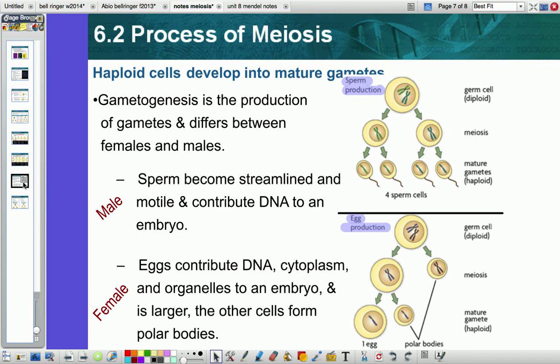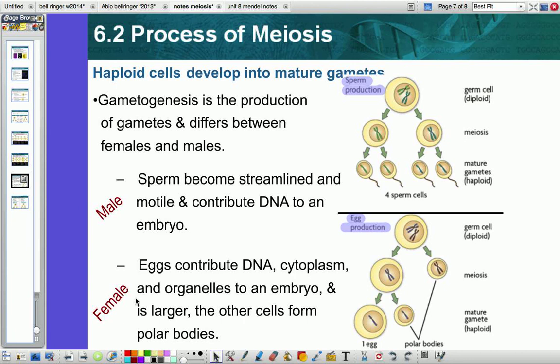Let's look at this from a production standpoint. We know that males are going to produce the sperm. The 4 cells that come out of this are going to be haploid, which means they have half the chromosomes, and they're all going to be viable sperm cells that could go off and fertilize an egg. That's where that's coming from.